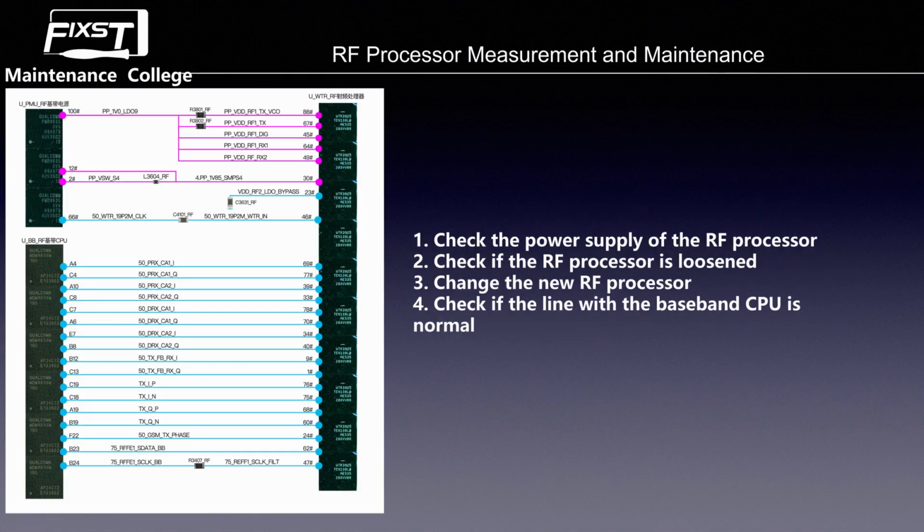And now we're talking about the RF processor, how to test and repair. First, we need to test the power supply of the RF processor. And the second, we need to check if the RF processor is loose or not. And number 3, maybe we need to change to a new RF processor. And number 4 is to check if the line with the baseband CPU is normal or not. Those are the RF processor repair ways.